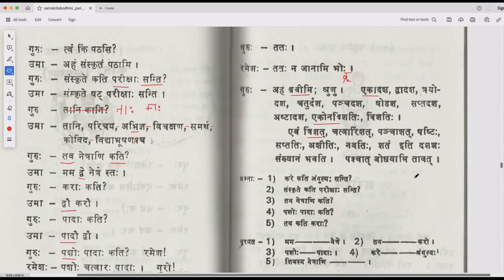Question. As per our previous conversation, all the numbers more than 4 are all Napunsakalingam, right? Yes. And all these numbers... not Napunsakalingam. It does not follow the gender of the noun. Vimshatihi Balakaha. Vimshatihi Mahilaha. Vimshatihi Yanani. Each number has its own form. If you see in the next section, you will find Shashtihi.